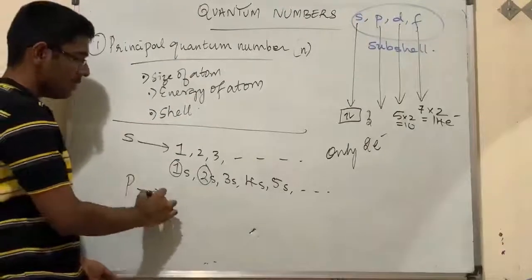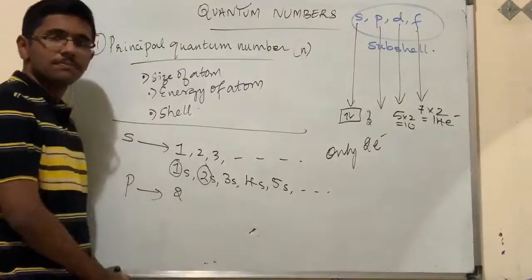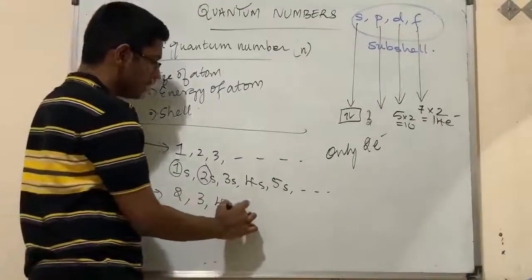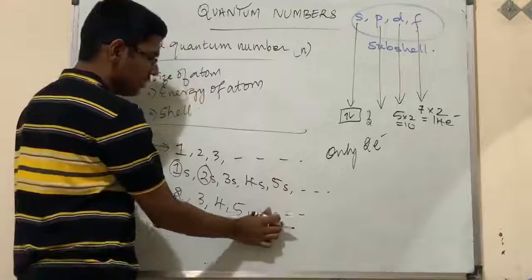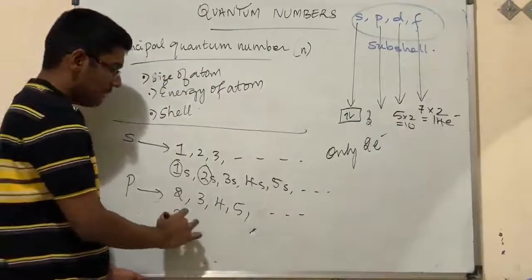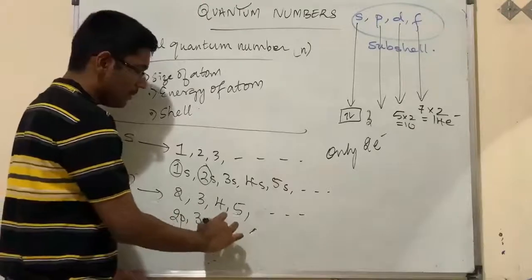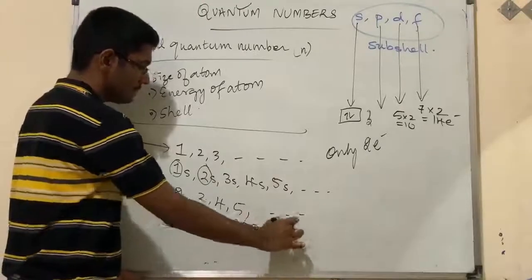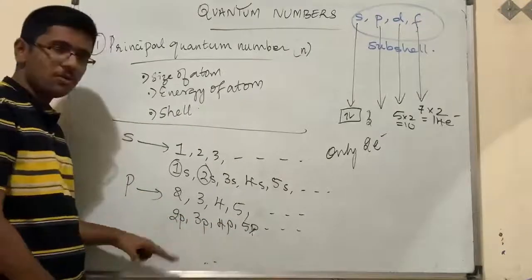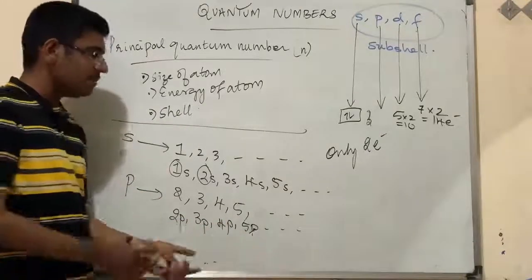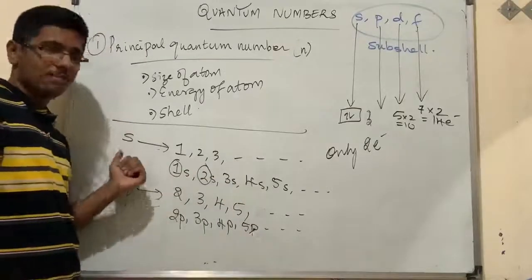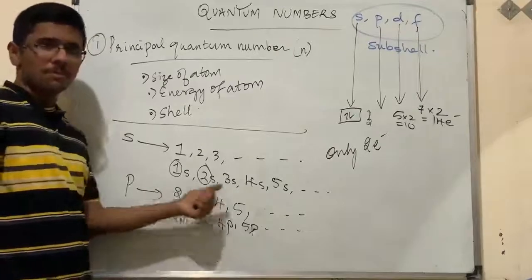The p orbital always starts from 2. So 2, 3, 4, 5, etc. We can write 2p, 3p, 4p, 5p, where the energy of 5p is greater than 4p, greater than 3p, greater than 2p. So 2, 3, 4, 5 are the principal quantum numbers of the p orbital, whereas for the s orbital it starts from 1 onwards, and the p orbital starts from 2.